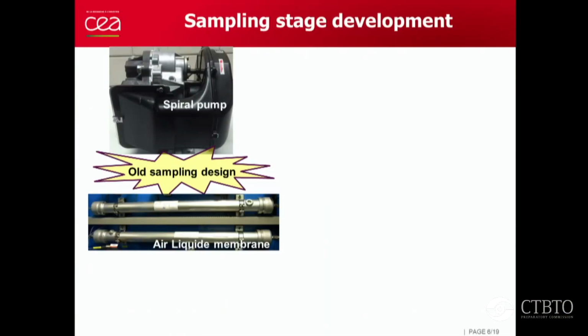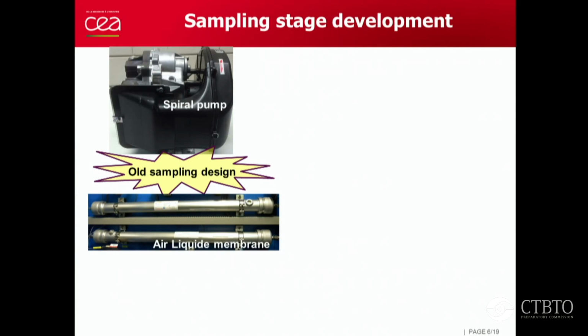The first part is the sampling stage. So for the sampling stage, the aim of the development was to increase the flow rate. And it was also to increase the enrichment across nitrogen membranes by keeping the power consumption as low as possible, because it's a key parameter.